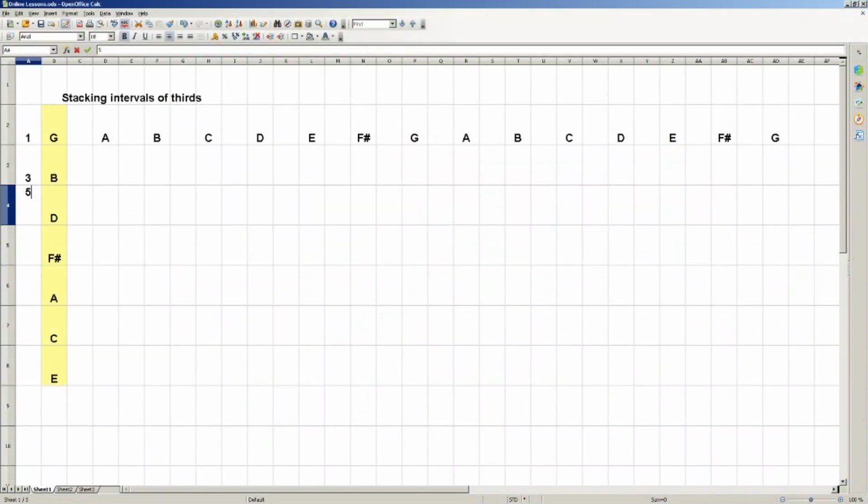Let's get back to that. And I can keep going. So F sharp would be a major 7. A is going to be a 9. C is going to be an 11, and E is going to be a 13.